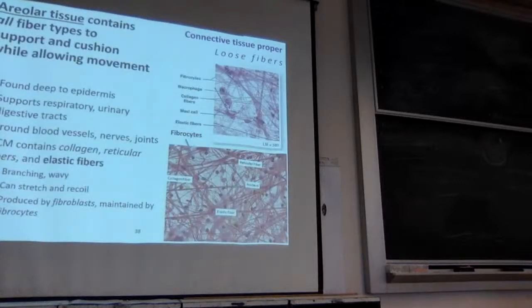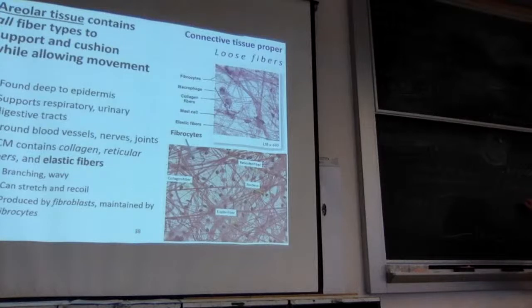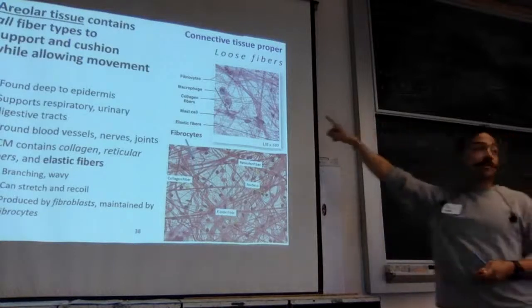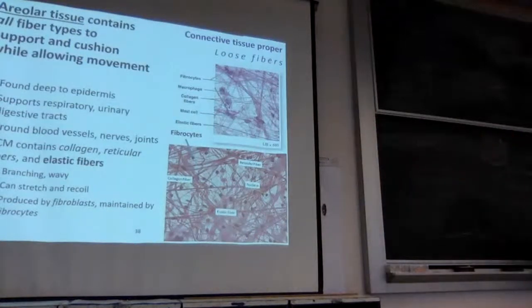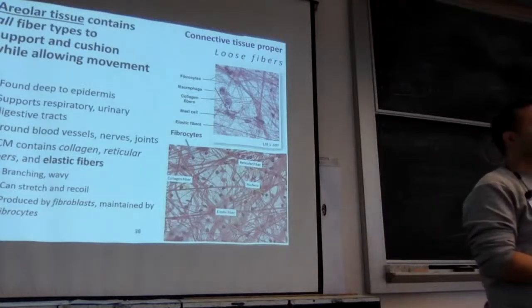Our third type of loose fiber is areolar. Areolar connective tissue has all fiber types. We've gone over two already. It has collagen. It has reticular fibers. It also has this third type called elastic. And hopefully the name is pretty straightforward to you. Elastic fibers are stretchy and flexible. It has all three.